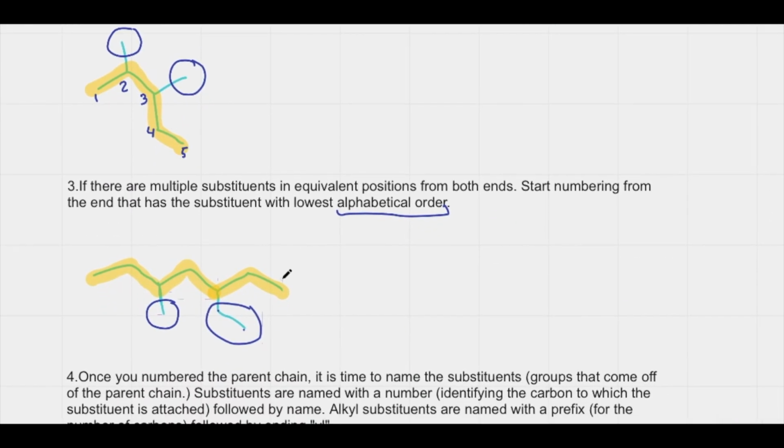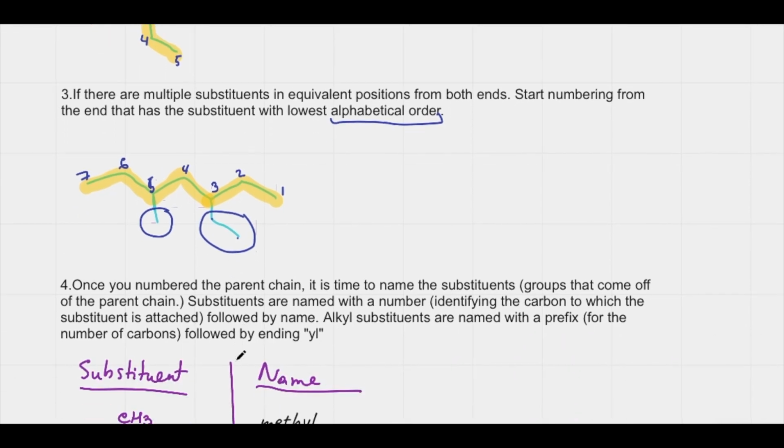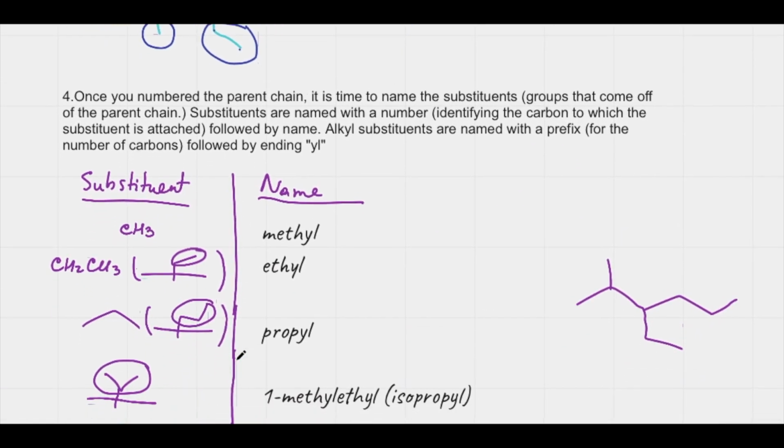And I have to number closest to this substituent. So I have to number this way. 1, 2, 3, 4, 5, 6, and 7. And by the way we will name our carbon substituents, it will be the prefix ending in -yl. So this had 1 carbon, it's meth-yl, methyl. This had 2 carbons, it's eth-yl, ethyl. So this is a methyl substituent and this is an ethyl. And this is what we're going to learn next.